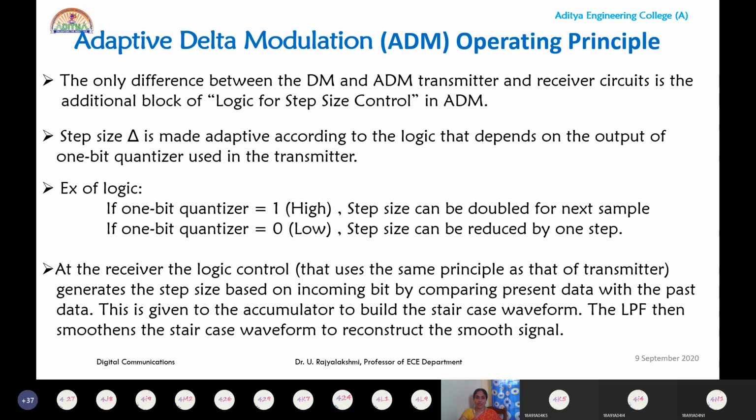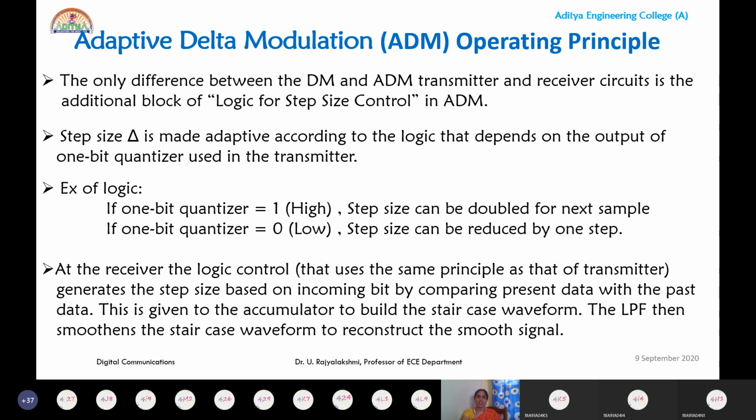So if the 1-bit quantizer output, that is b of nTs, is 1, then the step size can be doubled for the next sample. This is the general one used. So the general logic for step size control is: if the 1-bit quantizer output b of nTs is 1, then the step size will be doubled for the next sample. If b of nTs, the output of the 1-bit quantizer, is 0, that is low, then you can reduce the step size by 1 step. Like this we can make use of different logics, but this is the generally used logic in adaptive delta modulation.